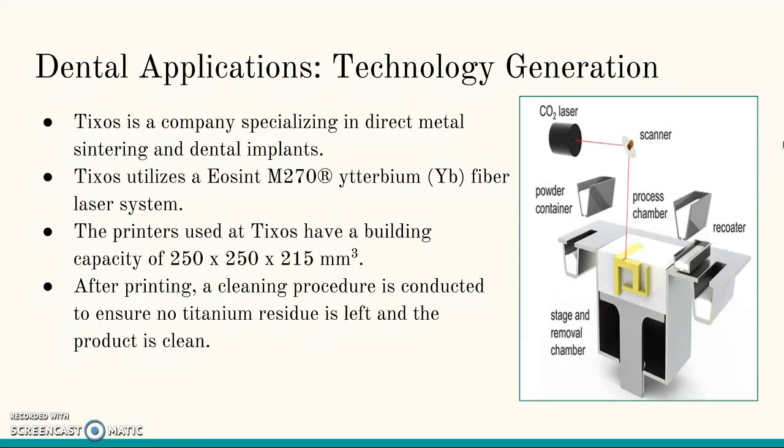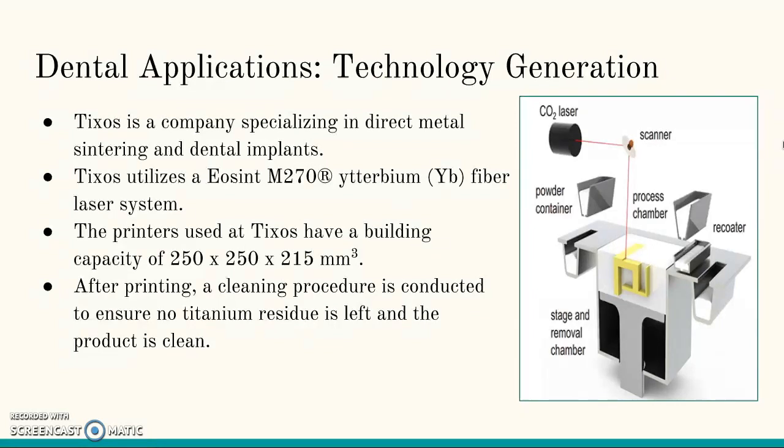Tixos is an example of a company specializing in the production of dental implants using additive manufacturing. This company utilizes direct metal sintering to fabricate their implants. Tixos uses an EOSint M270 ytterbium fiber laser system. An example of this machine can be seen in the image to the right. The printers used at Tixos have a building capacity of 250 by 250 by 215 millimeters cubed. Perfect for producing partial dentures, crowns, and bridges for the mouth.